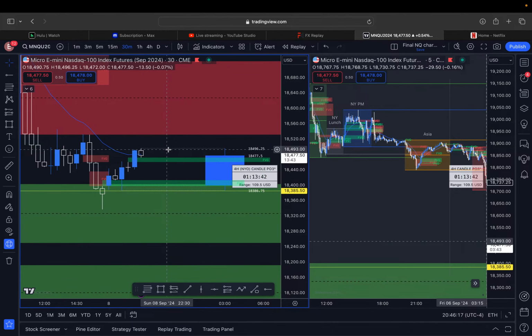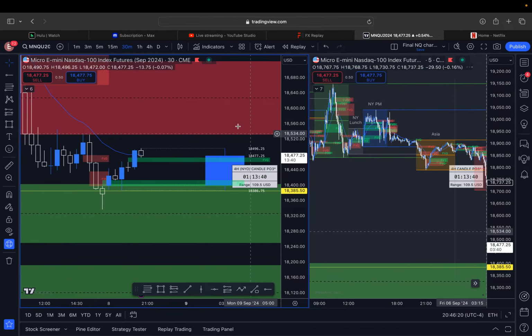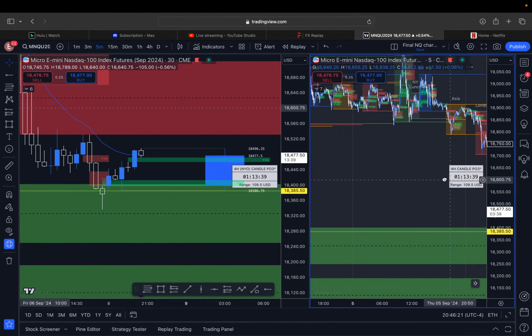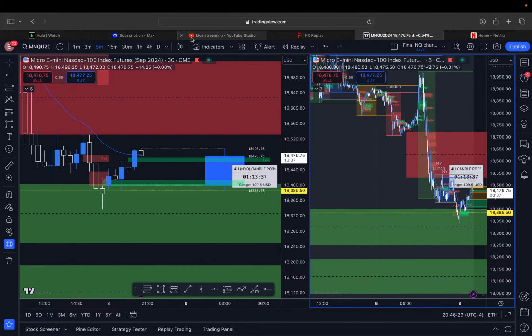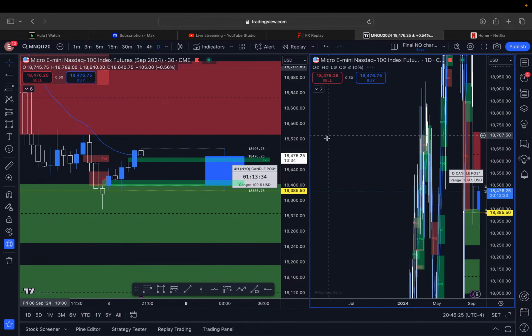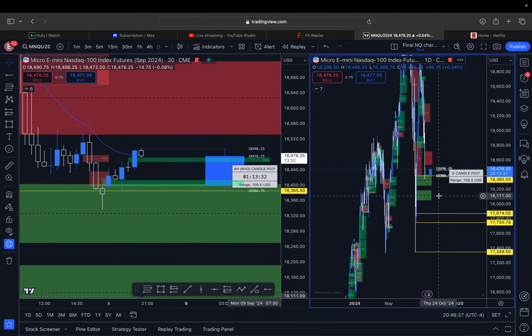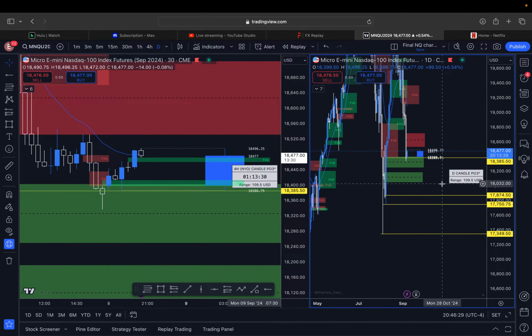I see it, market maker sell model. I do too, especially on the daily. On the daily, it's looking like we definitely just want to go to these lines. And it's really just these two lines.